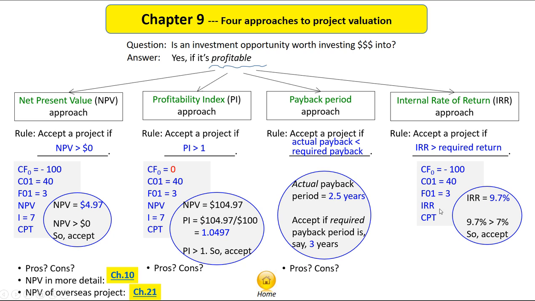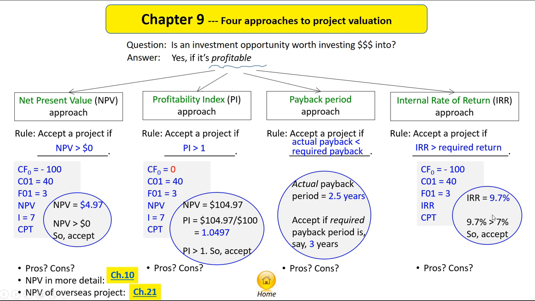How do you make your decision regarding the project based on this result? Because the project generates a 9.7% return every year, and that's better than the 7% that's typically required for these projects, this makes our project a good one, so we should accept it. And again, we looked at pros and cons of the IRR approach.